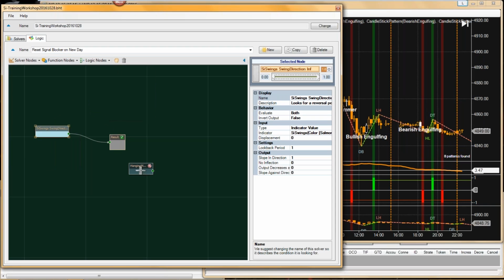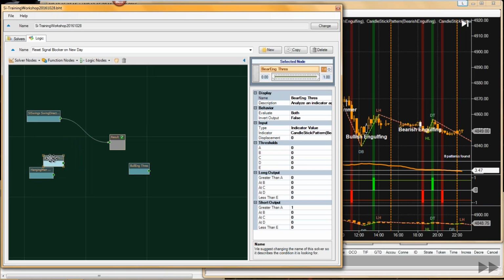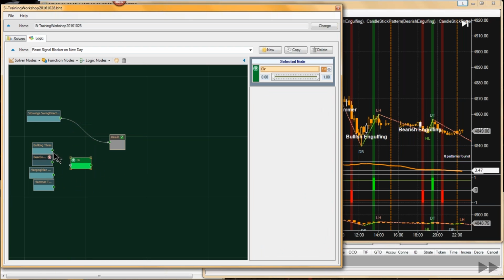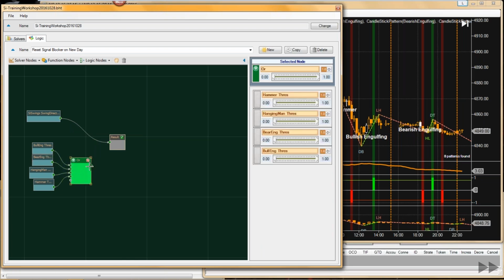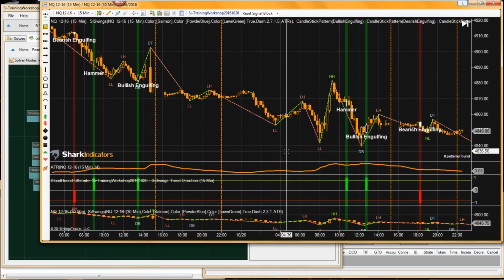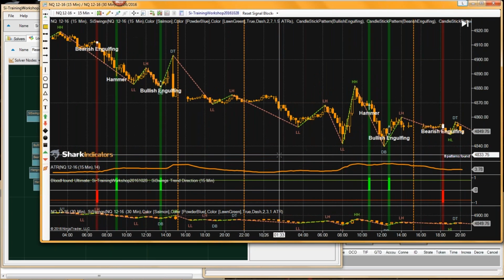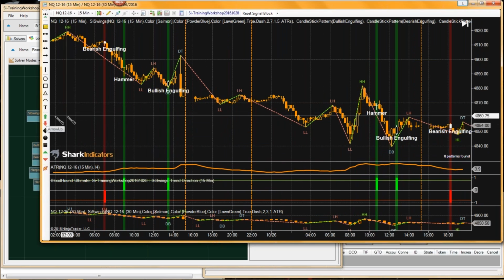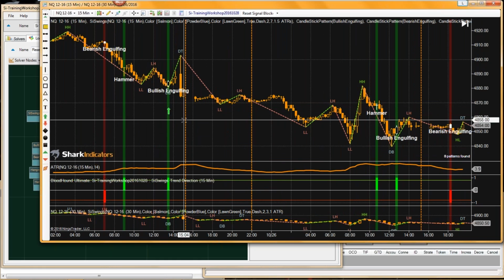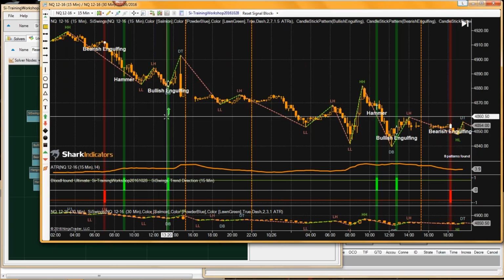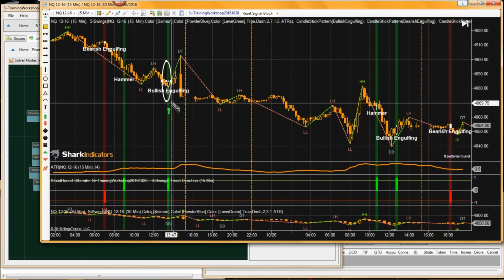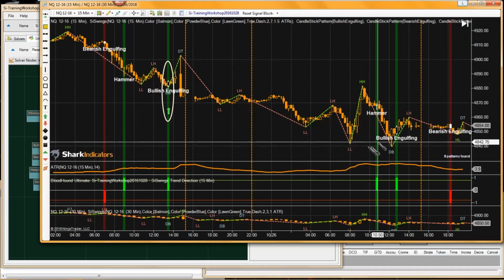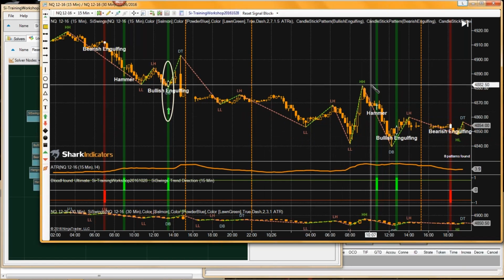All right, I'm going to take a look at these candlestick patterns, and let's see if we can get some duplicate signals looking at all these candlestick patterns. Okay, here we go. So we've got a long signal there. There's a long signal, and then a new day rolls around and we get another long signal.